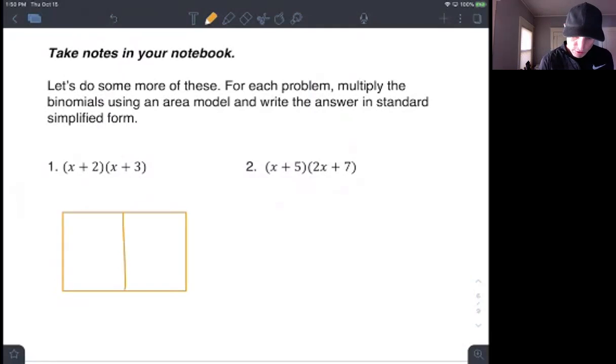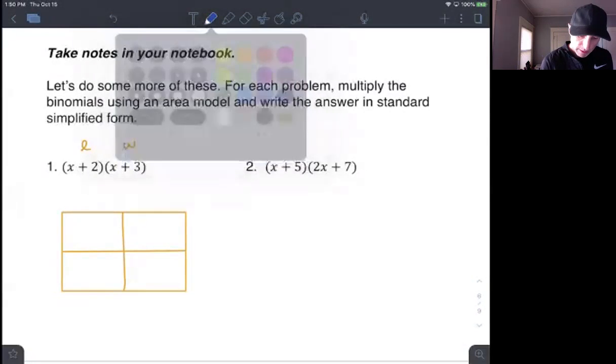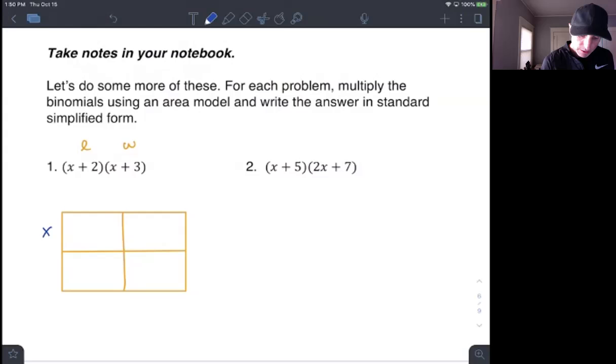In each of these, I'm making a little rectangle with my lines in there. And remember, this is my length and this is my width. So for my length, it's going to be x and plus 2. Technically, you don't even have to write the plus. It's positive, so it's fine. And the other one's going to be x and plus 3.